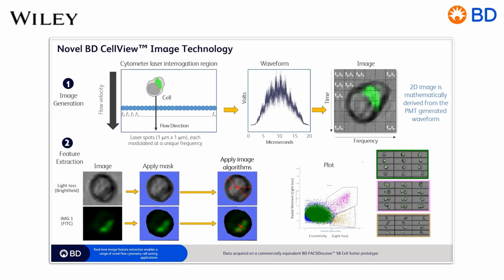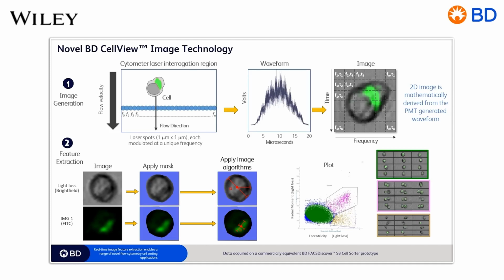And once the mask is applied, then these algorithms that are built into the hardware can extract a lot of these image features. I'll get into exactly what the imaging algorithms are measuring, but for all intents and purposes, these algorithms extract these image features, and then the features themselves can be used to generate plots.